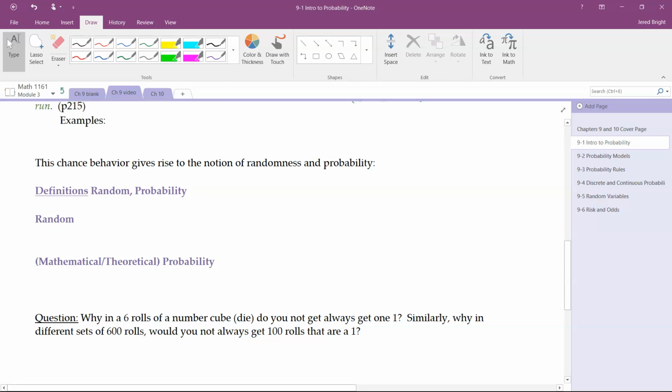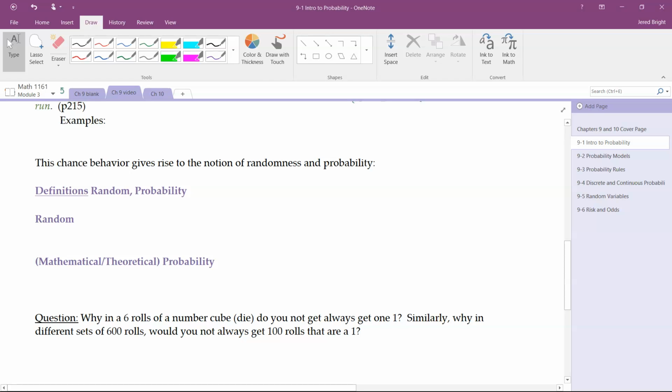These are some formal definitions. I'll say them verbally twice each, and then we'll move on. Random means individual outcomes are uncertain, but there's a regular pattern to outcomes, or a regular distribution. So individual outcomes are uncertain, but the outcomes occur with a regular distribution.